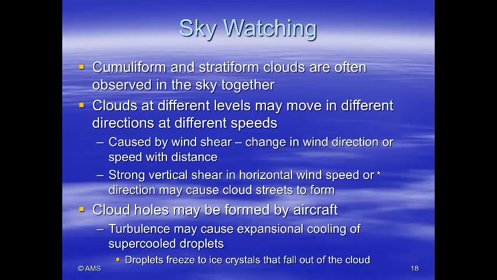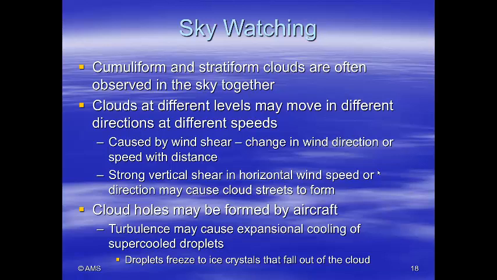You also might notice that different clouds can move in different directions and speeds at different levels. This is caused by something called wind shear. So the wind can change direction or speed as we move up through the atmosphere. And this becomes really important later, and we'll discuss it in detail when we start talking about forces. The strong vertical shear in horizontal wind speed or direction may cause the clouds to form something called cloud streets.